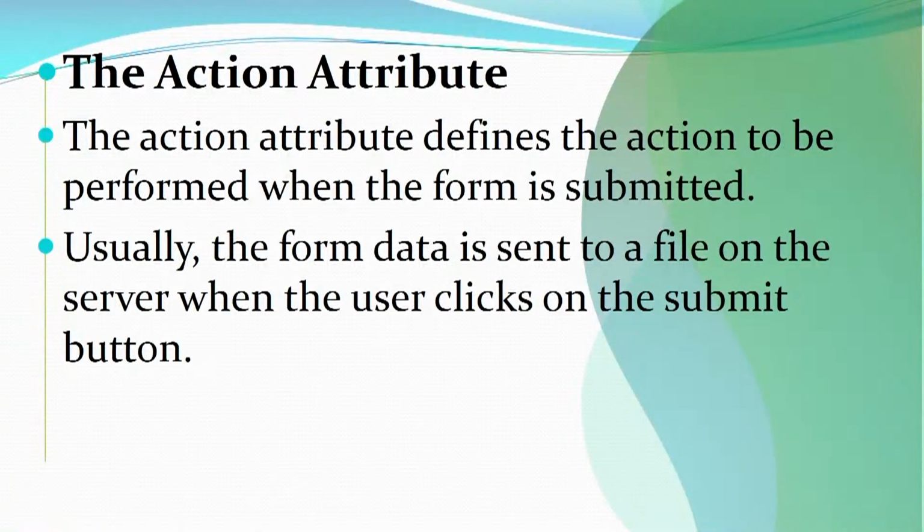So next we will see the action attribute. How would the browser know that this submit button data will go somewhere, and to which file it should go? In the action attribute, we define action is equal to, in inverted commas, the file name where it should go. So the action attribute defines the action to be performed when the form is submitted. Usually the form data is sent to a file on the server when the user clicks on the submit button. So we can define action is equal to some address of the web page, like action_page.php. So in this way the data goes to the server.